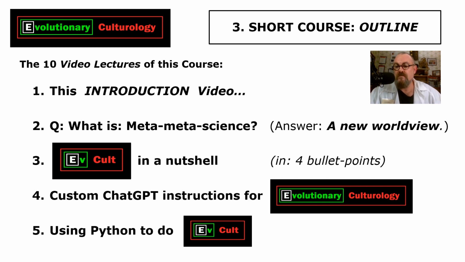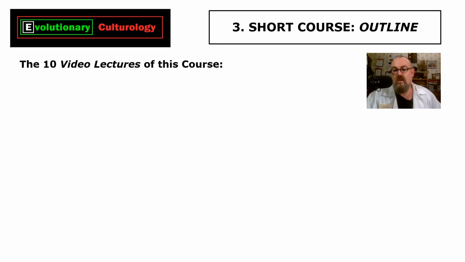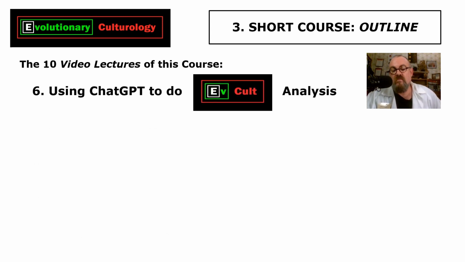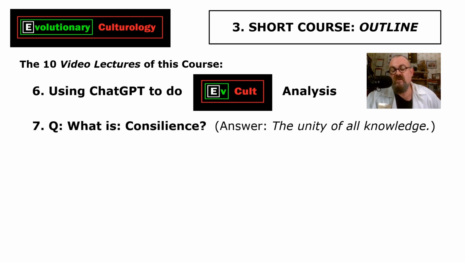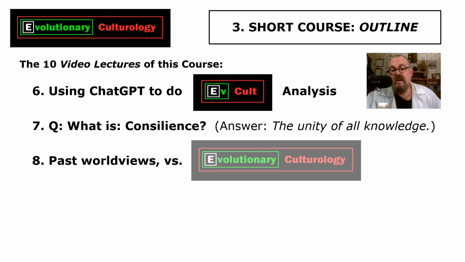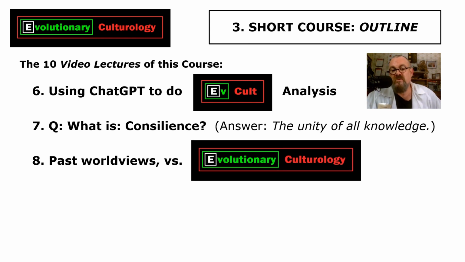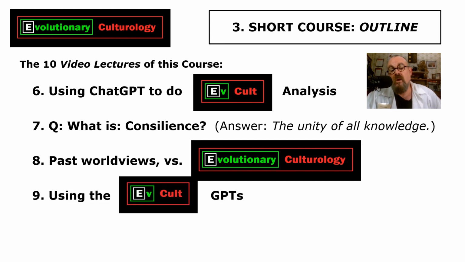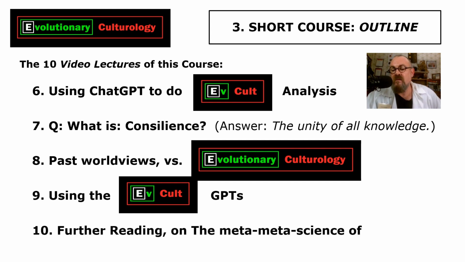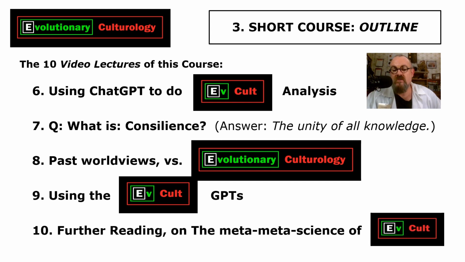Moving to video 6. In video 6, we have using ChatGPT to do EvCult analysis. Video 7 talks about consilience, the unity of all knowledge. Video 8 talks about past worldviews versus the new EvCult worldview. Video 9 is about using the EvCult GPTs, which we just had a brief look at. And number 10, further reading on the meta-science of EvCult if you would like to go further and deeper after doing this course.